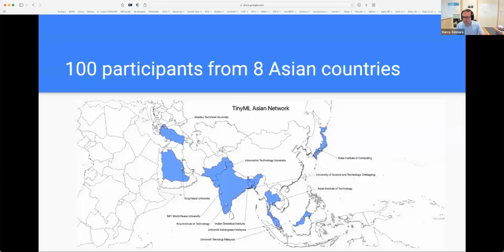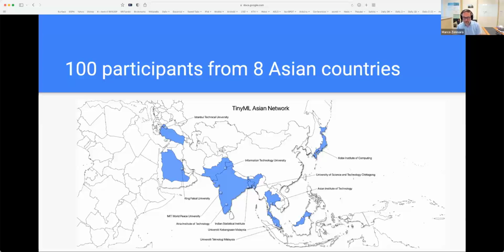So we have 100 participants from 8 Asian countries. You see a map here. Going from west to east, you have Istanbul Technical University in Turkey, King Faisal University, and Information Technology University in Pakistan. You have 3 universities in India: MIT World Peace University, Atria Institute of Technology in Bangalore, and the Indian Statistical Institute. Then we have Bangladesh University of Science and Technology in Chittagong.